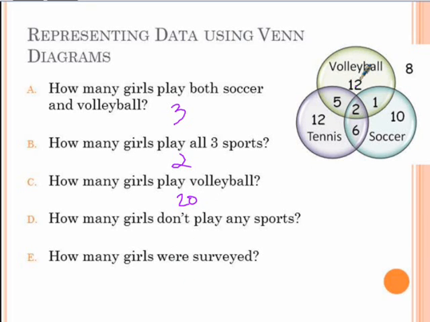How many girls don't play any sports? Look outside the sports. Boom, 8. Easy one. How many girls were surveyed? To find how many girls were surveyed, we need to add up all of the numbers inside. So 12 plus 12 is 24. 24 plus 6 is 30. 30 plus 30. Pause the video and add those up. And you got 56. Good deal.